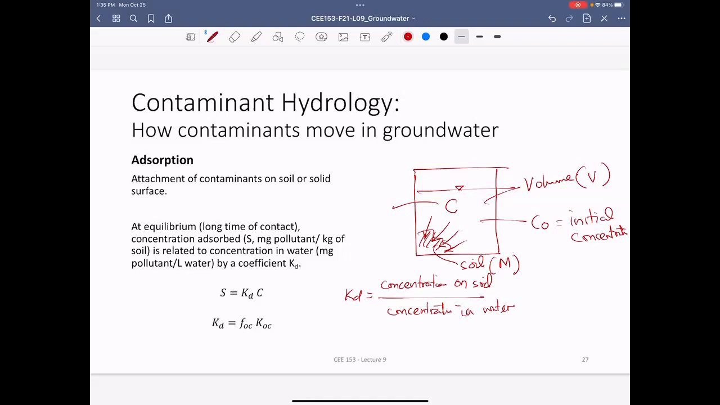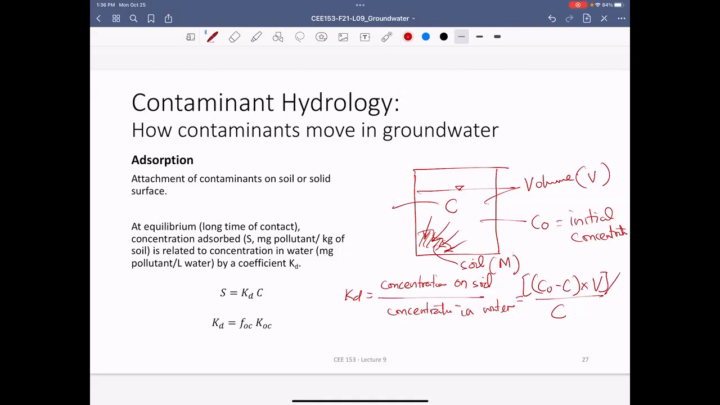Basically, after adsorption occurs, this is what you are determining. So the concentration in soil is basically what doesn't remain in water, or what is removed from water. The initial concentration was C0, the final concentration was small c, and this is the difference in concentration that has gone to the soil. The total mass that has gone into the soil is the concentration difference times the volume of water. So this is the mass of pollutant that has gone into the soil itself.